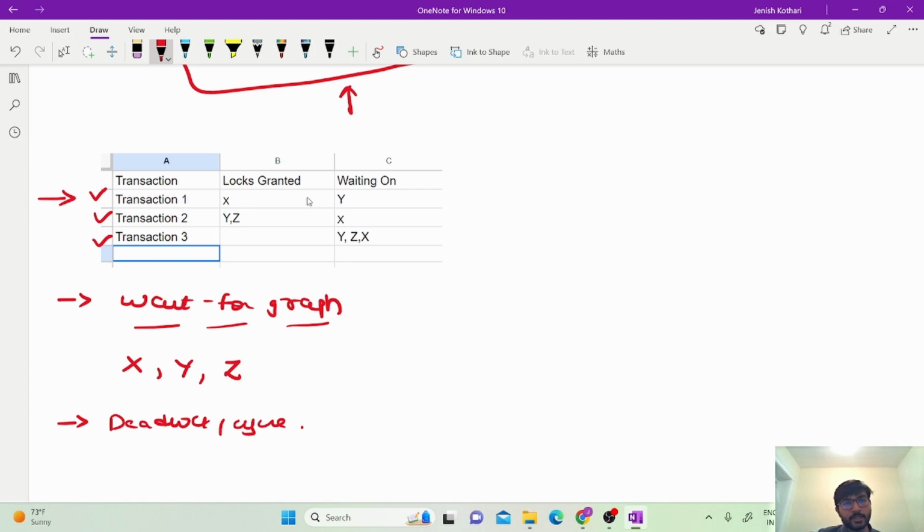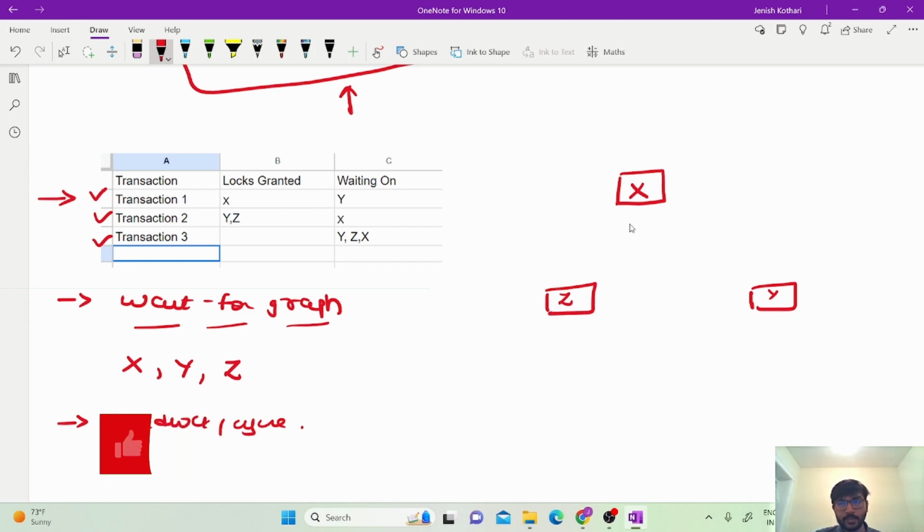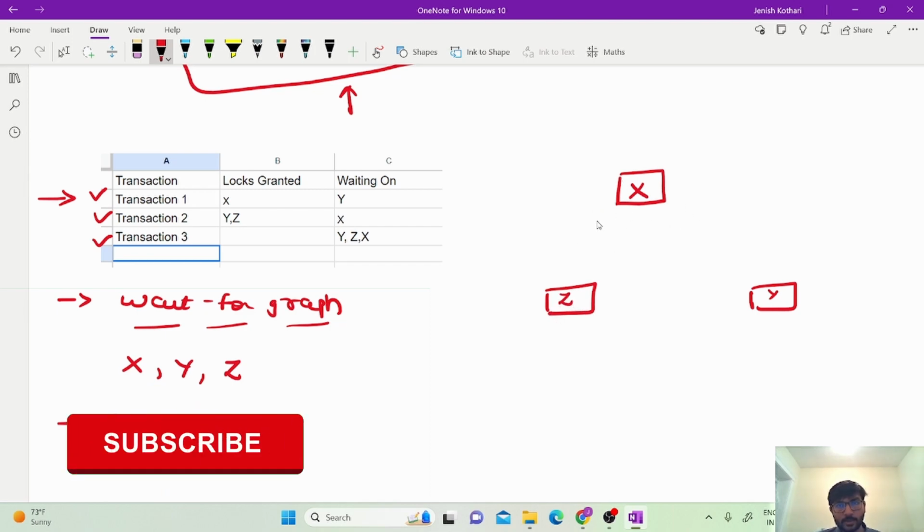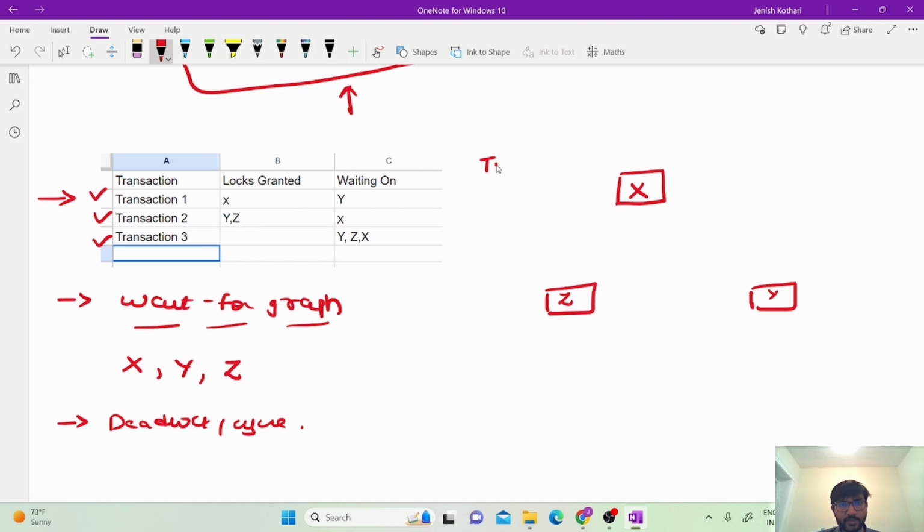So first I'll teach you how to make a wait for graph. Initially we will make three resources. Resources generally we identify with a rectangular box. So I have three resources X, Y and Z. Now we'll identify the transactions. We can represent transactions as they are. So we'll start with transaction T1.